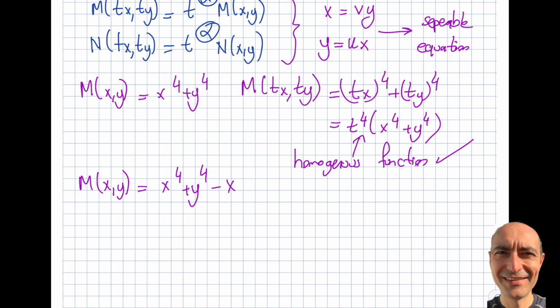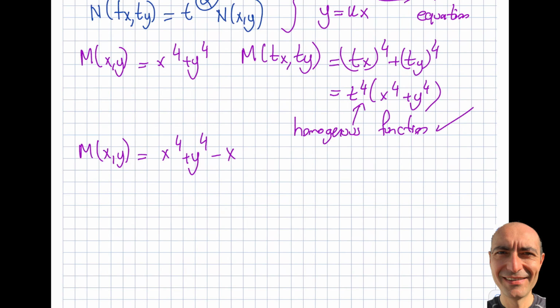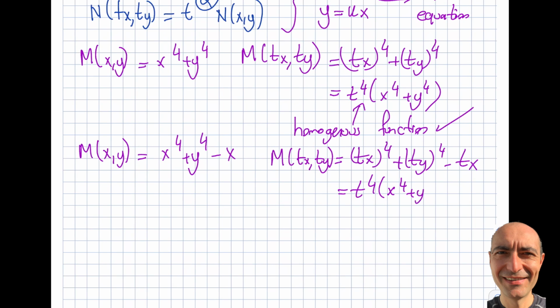So what about this? Is this a homogeneous function or not? Sometimes, like I said, students say that this is a homogeneous function. Indeed, it's not. I'll show you. If we do the same approach that we have done up there, t times y will be equal to tx to the power of 4 plus ty to the power of 4 minus tx. So you can see the first two, I have t to the power of 4 times x to the power of 4 plus y to the power of 4, and minus tx.